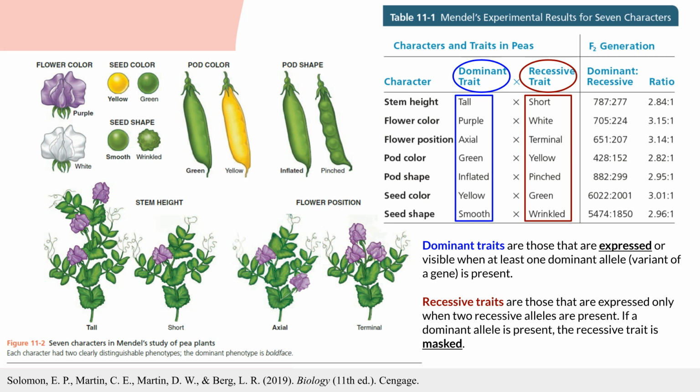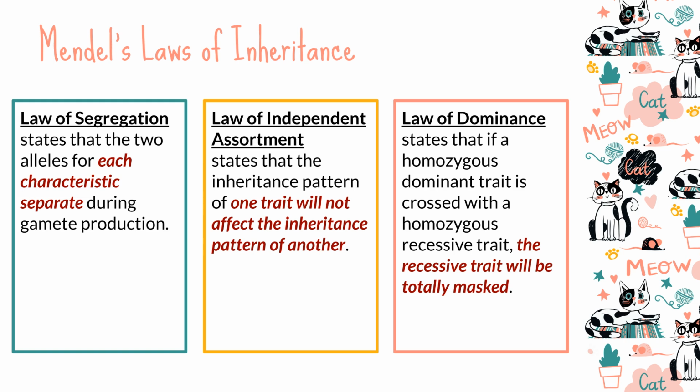blending together. Mendel examined 7 pea plant traits, such as stem height, flower color, and seed shape, distinguishing dominant traits, which appear when at least one dominant allele is present, from recessive traits, which appear only when 2 recessive alleles are inherited. In the F2 generation, he consistently observed an approximate 3-to-1 dominant to recessive ratio. Based on his experimental data, Mendel described consistent patterns of inheritance in pea plants.